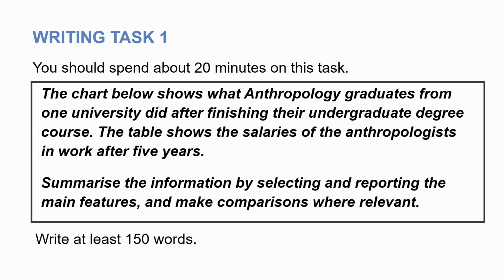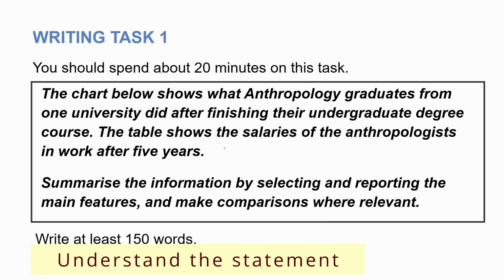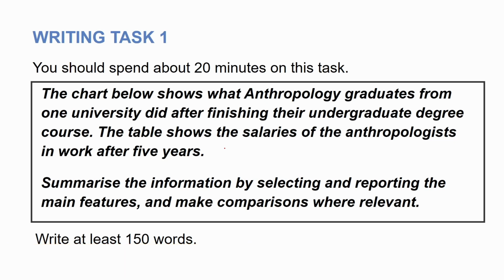All right, let's write another multi-graph essay. This one is a pie chart and a table from IELTS Academic 15. So as usual, we need to understand each statement. The chart below shows what anthropology graduates from one university did after finishing their undergraduate degree course. The table shows the salaries of the anthropologists in work after 5 years. So clearly we have a chart and a table. The first one is about their activities after their graduation, and the second one, the table, is about their salaries.